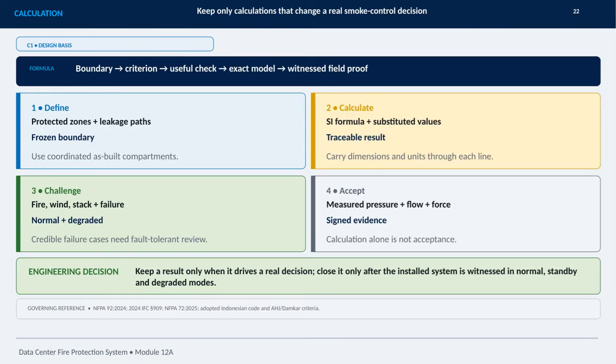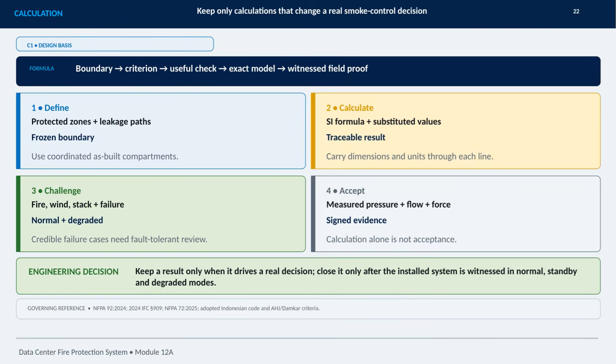This slide presents a disciplined way to use calculations in smoke control design. The governing principle is simple. Keep only calculations that change a real smoke control decision. First, define the boundary. Identify the protected zones and leakage paths, then freeze that boundary using coordinated as-built compartments.